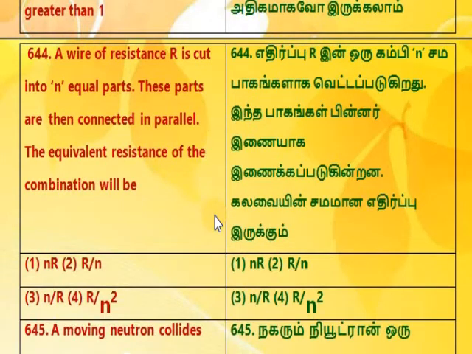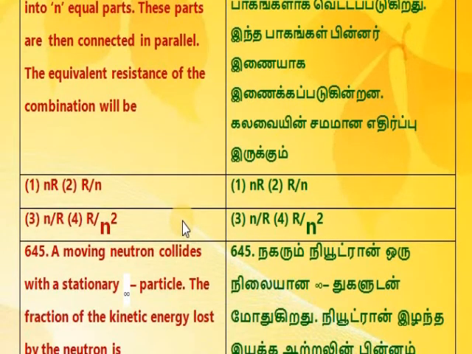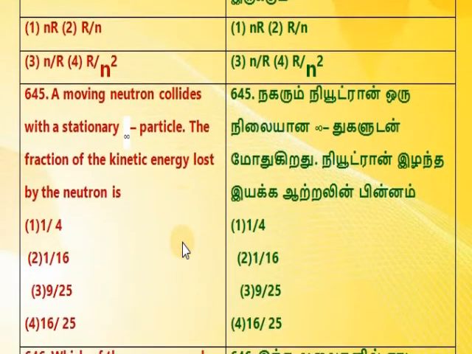644. A wire of resistance R is cut into n equal parts. These parts are then connected in parallel. The equivalent resistance of the combination will be: 1. nR, 2. R/n, 3. n/R, 4. R/n².